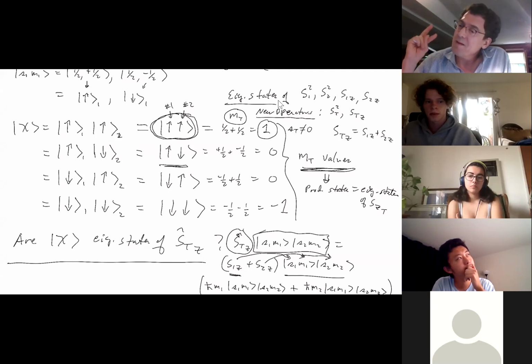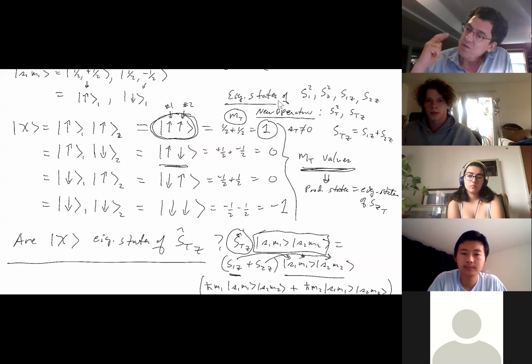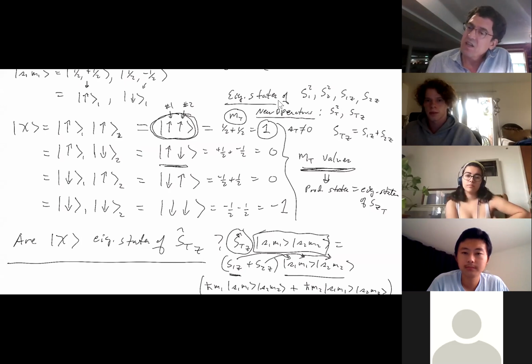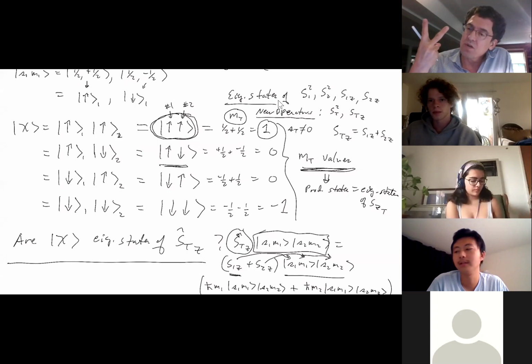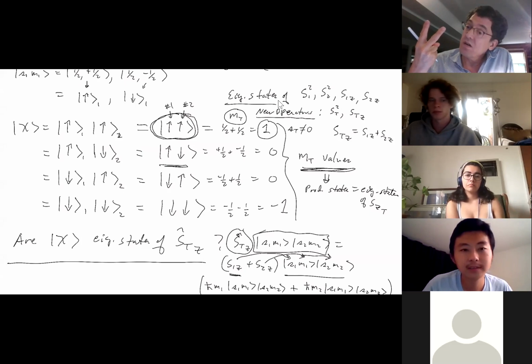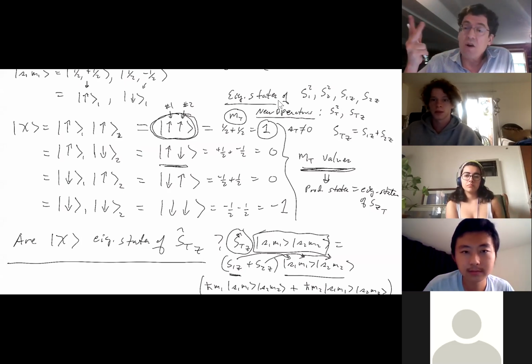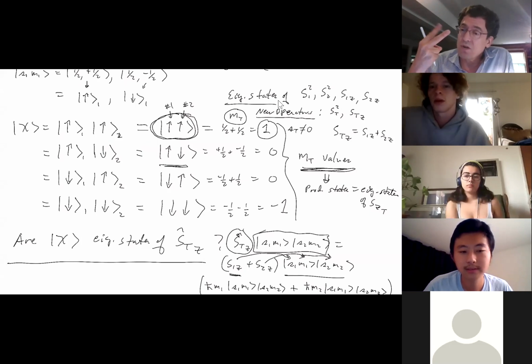Now, in principle, you might say, well, sure, because S total equals 2 could have an M total equals 1. But when I look at my manifold of states, do you see any values of M total equals 2? Yes or no? Yeah, there aren't any. There's no M total equals 2.